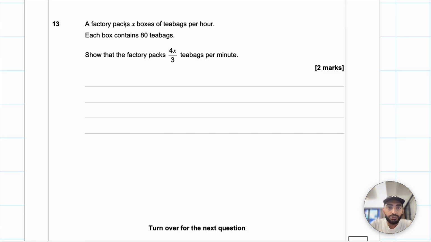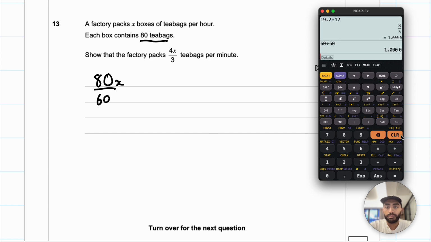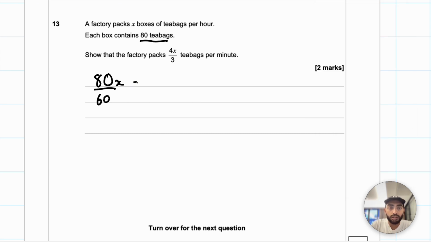Question 13, a factory packs x boxes of tea bags per hour, and each box contains 80 tea bags. Because there's 80 tea bags in each box, they are packing 80x tea bags per hour. Show that the factory packs 4x over 3 tea bags per minute. This is per hour. If we divide this by 60, it should give us 4x over 3. 80 divided by 60 gives us 4/3, which is the same as 4/3 x, and you can write that as 4x over 3.